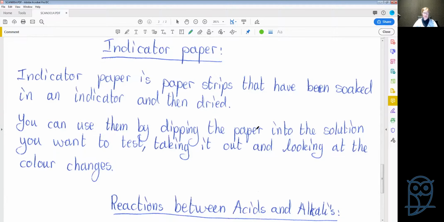And then we get indicator paper. Indicator paper is paper strips that have been soaked in an indicator and then dried. So they either soaked them in a universal indicator or in a litmus solution and then dried it out. And then you can use this paper to dip into acids and bases in order to see what color change takes place, whether it is an acid or a base, and how much, by comparing this piece of paper to the color scale.